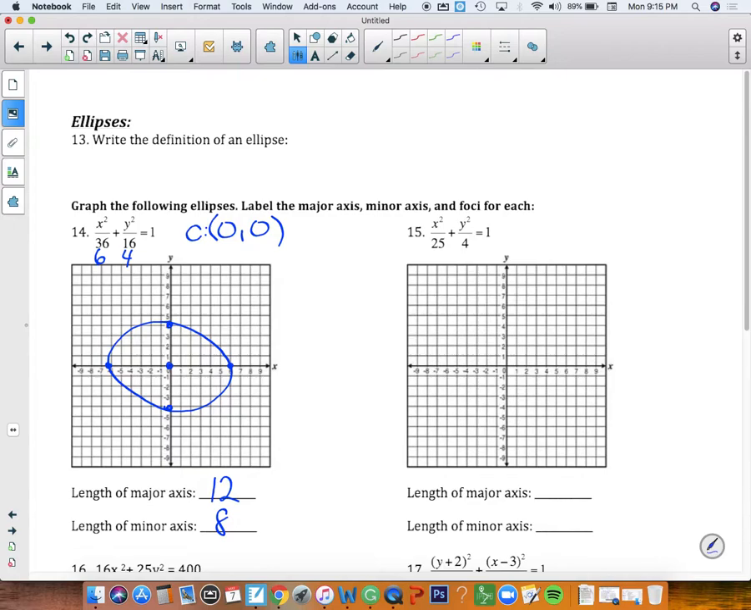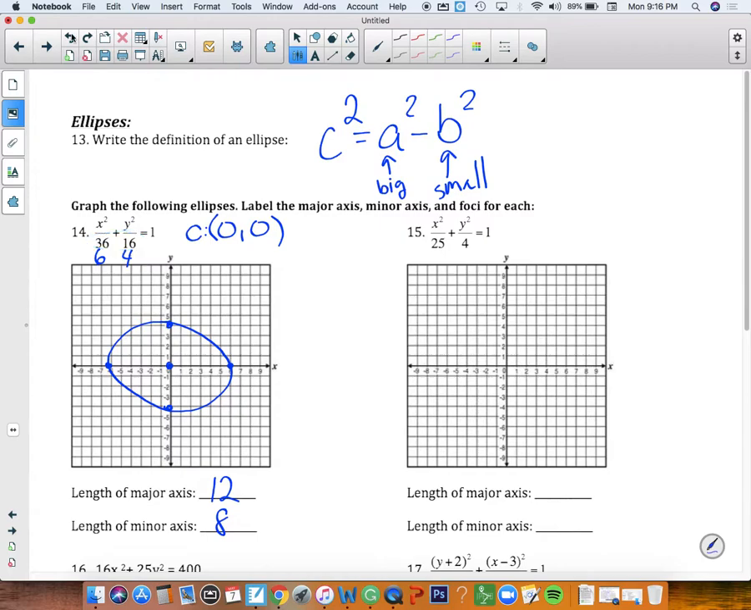For the foci, you need this equation: c squared equals a squared minus b squared. It's just the Pythagorean theorem with a subtraction sign in there, okay? Because the c is used differently here. But you have to remember that a squared is the big number, and b squared is the small number. You just take the big number minus the small number and square root it, okay? So those are the numbers on the bottom here.